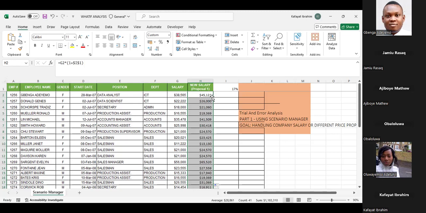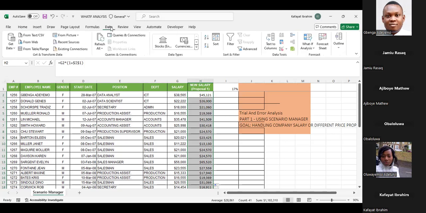Now, go to your data on the menu item. Go to data. Where are you clicking? Go to data. Click on data. It's not allowing you to click on it, Abby. The menu is not allowing you. You can drag down the zoom menu if it's not allowing you. Now we click on data. Just shift your cursor a little to your right. You will see what if analysis.